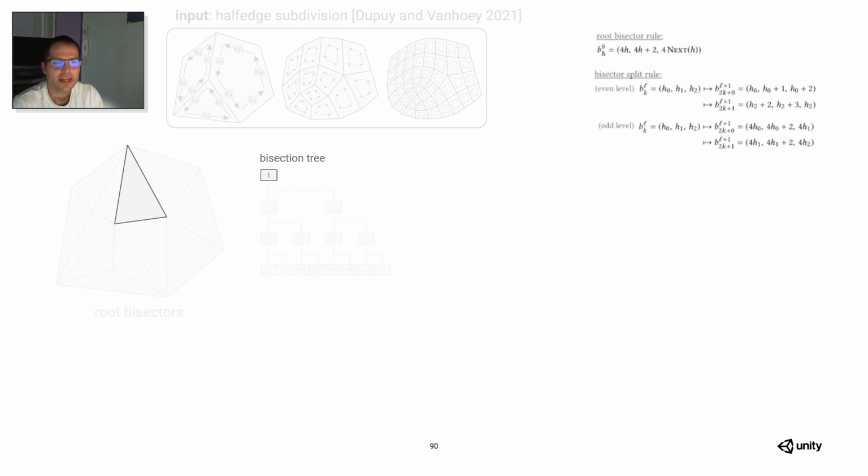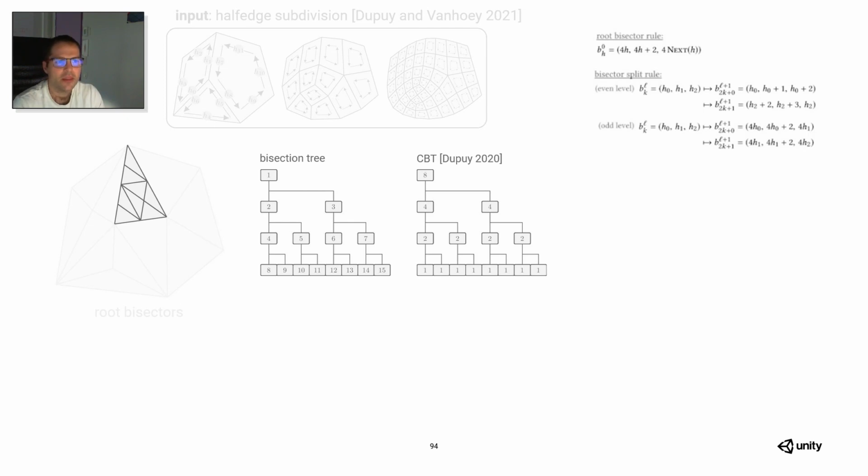Here's what the rule looks like when applied recursively. We start from the root bisector and then bisect 1, 2, 3, 4 times. Since the bisection is binary, it can be seen as a binary tree, where each leaf node corresponds to an actual bisector. This allows us to rely on a concurrent binary tree, or CBT for short, to encode the tessellation. CBTs are a data structure I introduced at HPG in 2020 and that we already talked about last year. Here's a quick recap of how they work.